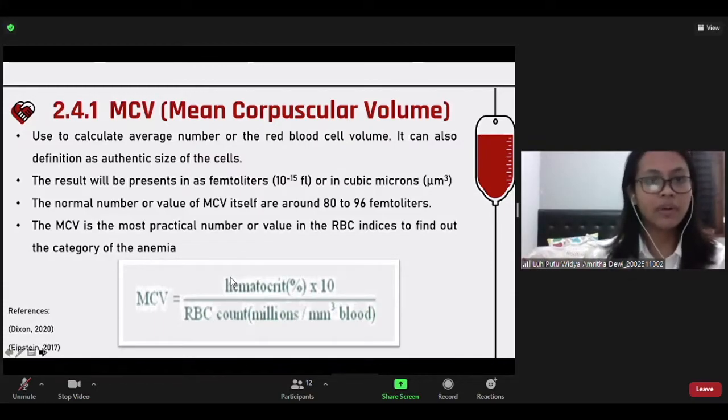The normal value of MCV is around 80 to 96 femtoliters for both women and men. The MCV is the most practical value in the RBC indices to find out the category of anemia. The following formula is used to measure the value of MCV. The formula is hematocrit in percentage, multiplied by 10, and divided by RBC count in millions per cubic millimeter of blood. That's all from me. Thank you.